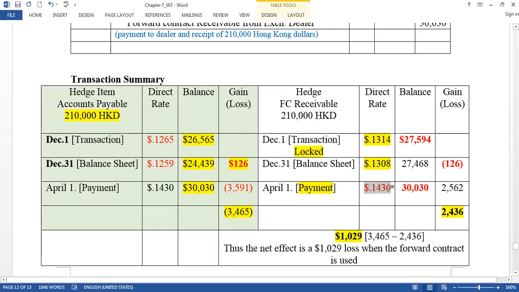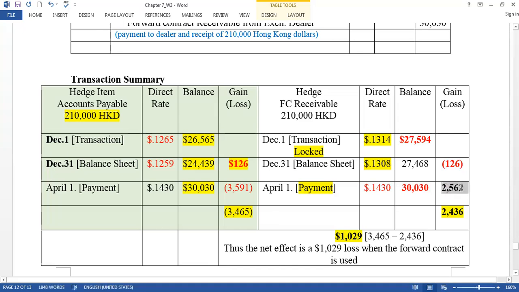Although the payment date is 0.14 anyway, on the payment date we have 2 journals. First, we will record this gain, okay? Then we'll pay the money to the Hong Kong company.